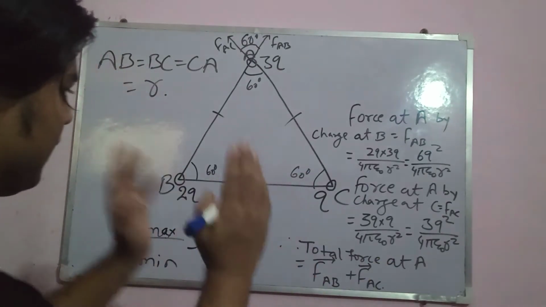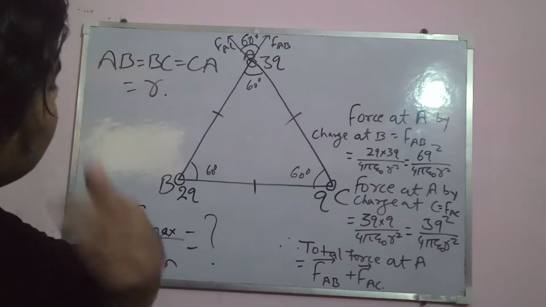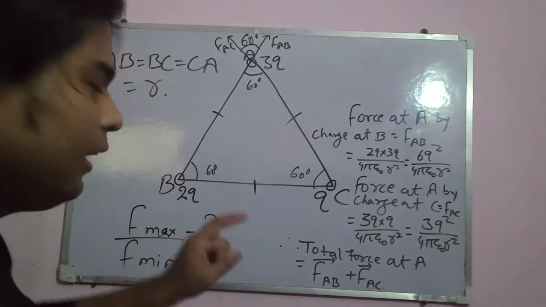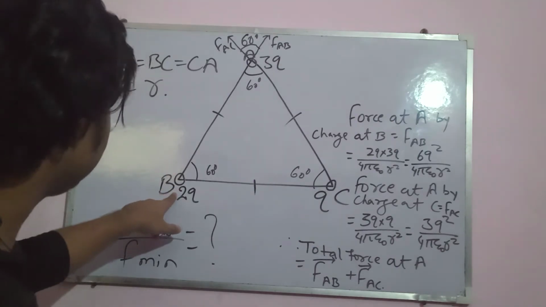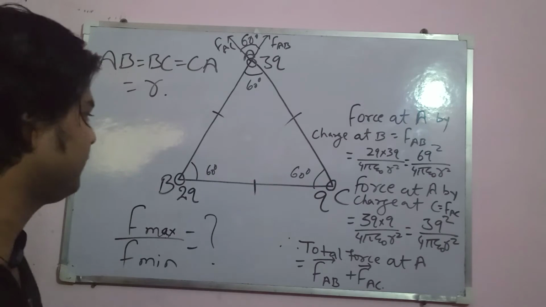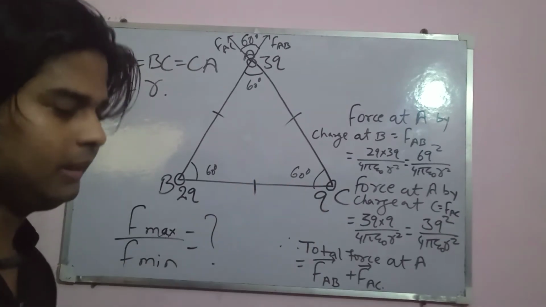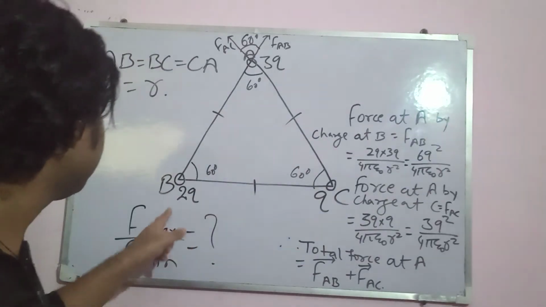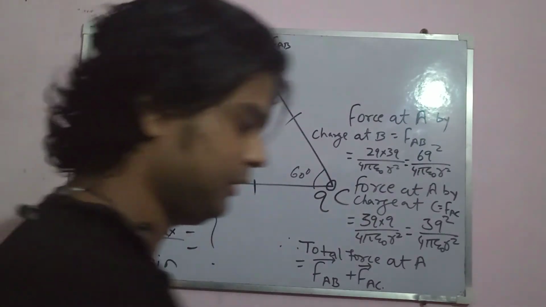After adding, we use the vector method. Similarly, I have to find the force at B by A and C, and the angle here is again 60 degrees. And similarly, I have to find it at C. And among these three forces, I have to find the ratio of maximum to minimum. That's my answer. Let's do some calculation.